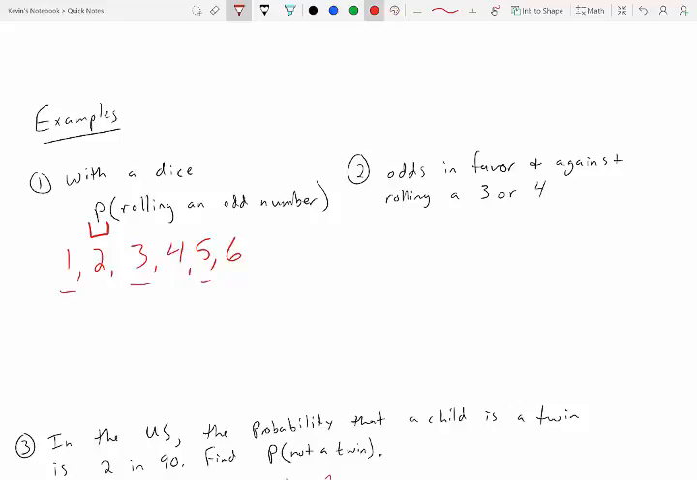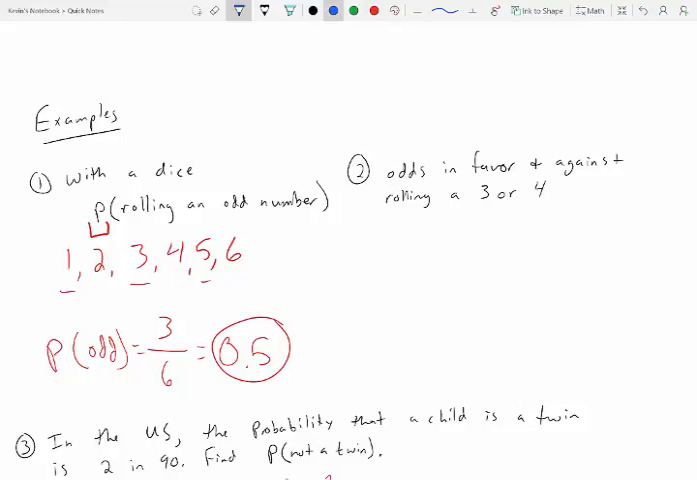So there's 3 odd numbers. So there's 3 chances that we will roll an odd number, and then the total outcomes are all 6. So the probability of an odd number equals 3 over 6, which when we divide that out, we're going to get 0.5. And this is my answer.